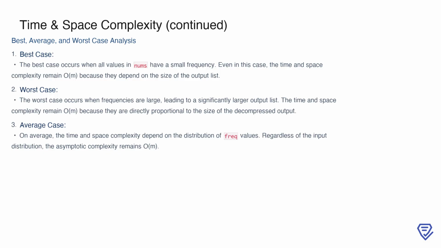In the worst case, frequencies are large, which means the output list grows significantly. Despite this, the time and space complexities do not change, they remain O(M), as they scale with the size of the decompressed list. On average, the time and space complexities are still determined by the distribution of frequency values, but the asymptotic complexity remains O(M) for any input distribution. This consistency across all cases highlights the robustness of the algorithm's performance.